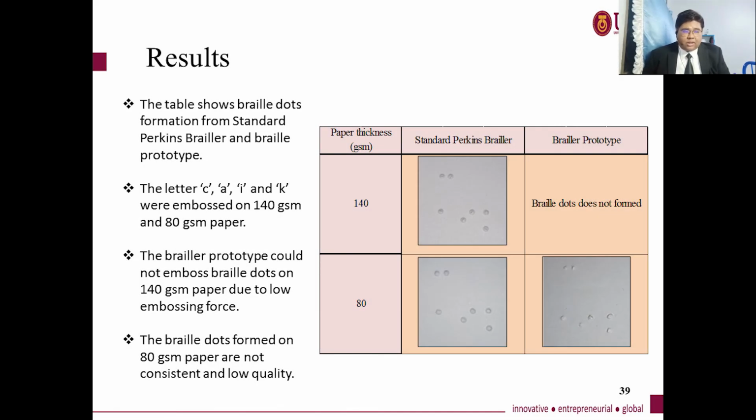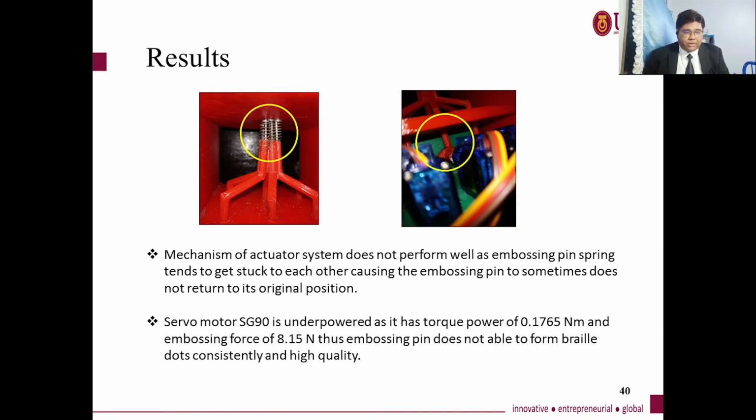From the results, we can see that the Brailler prototype cannot form braille dots on the 140 GSM paper due to low embossing force. But on the 80 GSM paper, the braille dots formed are not consistent and low quality. It is due to the mechanism of the actuator system not performing well, as the embossing pin springs tend to get stuck to each other, causing the embossing pin to not return to its original position. The servo motor is also underpowered, which has a torque of 0.1765 Nm and embossing force of 8.15 Newton.